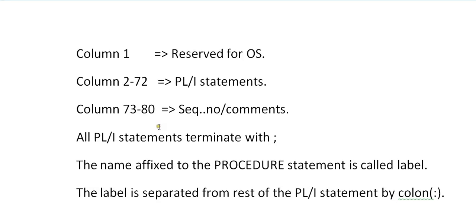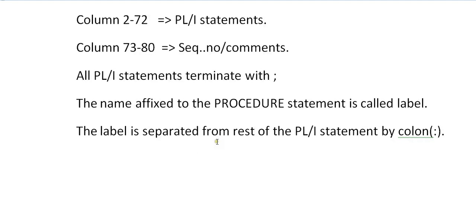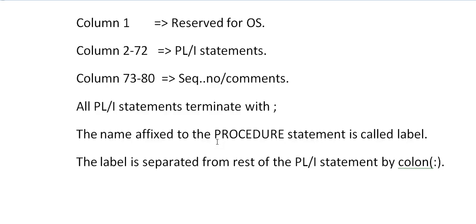All PL/1 statements terminate with a semicolon, and the name affixed to the procedure statement is called a label. The label is separated from the rest of the PL/1 statement by a colon. Okay, so we call these procedures, level identifiers and other things, which I would like to tell you in my next tutorials.